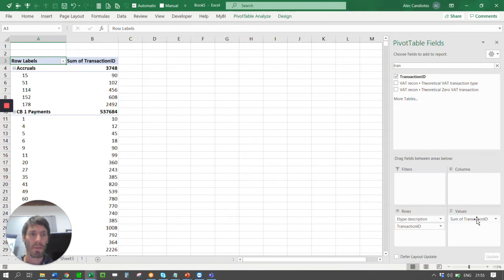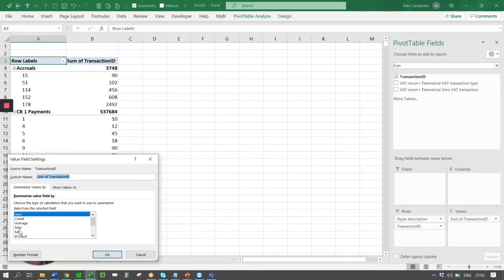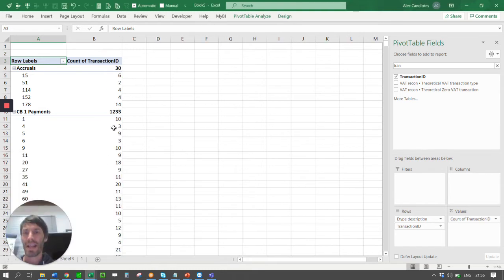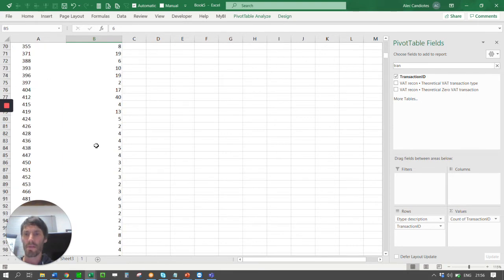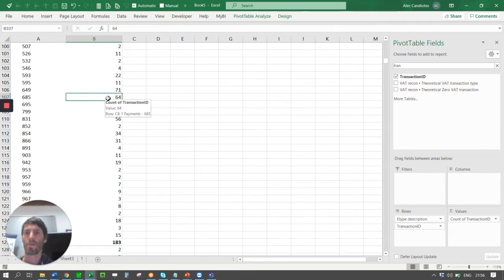So those are the numbers, but what I want to do is just do a count of the amount of transactions per transaction ID. So what this actually means is on transaction ID number 15 there are 6 rows of transactions. So let's go down and find one that has got multiple legs here. There's one of 64 transactions within this one transaction, debits and credits.